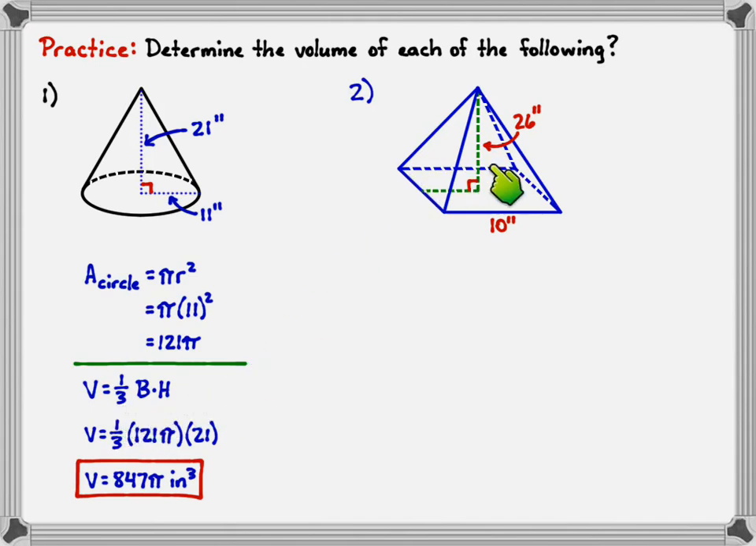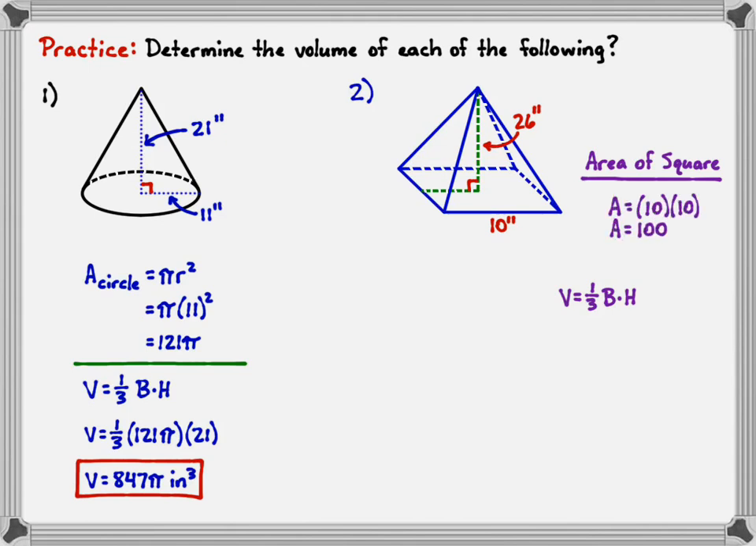So what is the base of this shape? The base is a square. So to find the area of the square, we're going to just say length times width, so it'd be 10 times 10, which is 100. So now we have the base area, that's going to get plugged in right here, and then the height is going to be 26. Remember, the base and the height always have to be perpendicular to each other. So we would get 1/3, 100 times 26. And then simplifying that out, we end up with 86.667, and then this would be inches cubed.